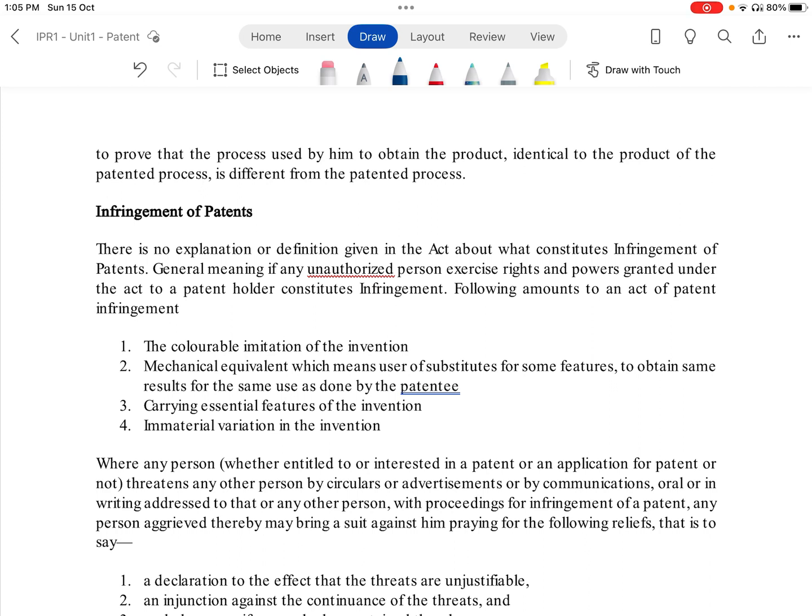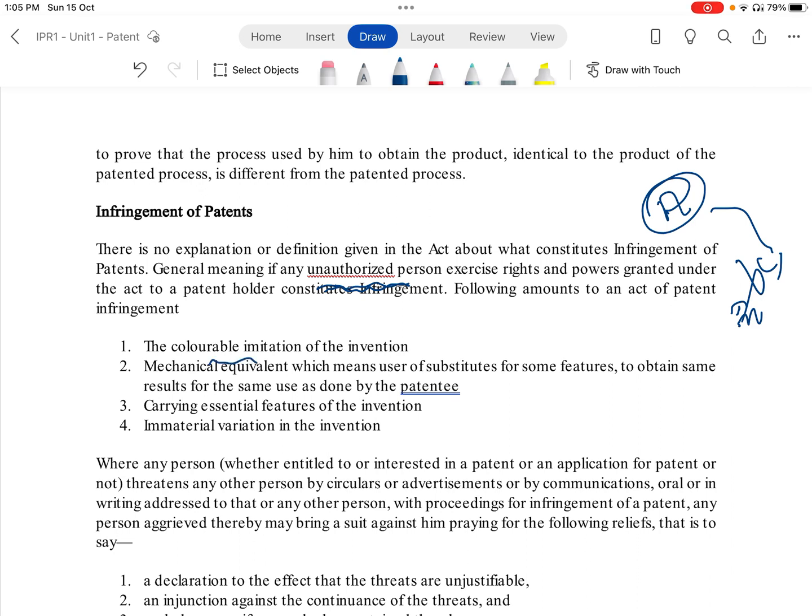Then what is infringement? In the Act, nowhere is it defined what exactly infringement is. But generally, infringement means unauthorized use of patent rights. If A has a patent right and anyone else uses a similar invention in other products, it is called infringement. Without the permission of A, if someone else uses it, it is called infringement.